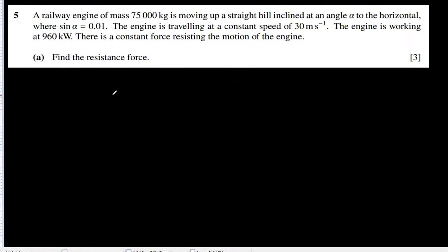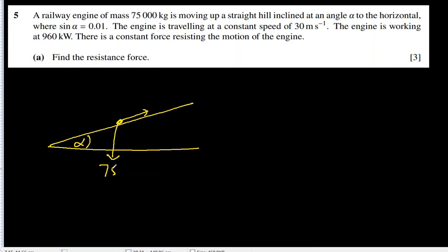A railway engine of mass 75,000 is moving up a straight hill incline at angle alpha. So let's draw this. Angle is alpha and it is moving up. Its weight will be 75,000 multiplied by 10. This is its weight, where sine alpha is 0.01.